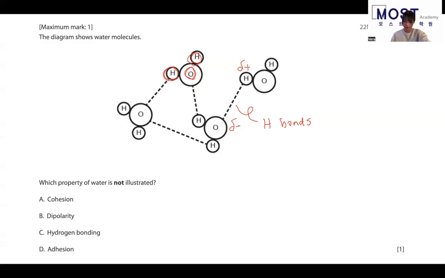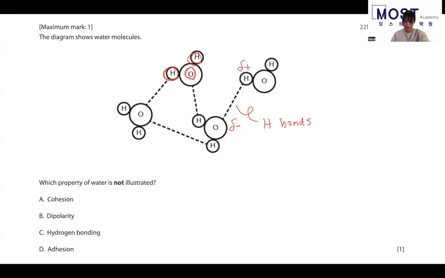And option B, dipolarity. Water is a polar molecule. We know that, right? Because oxygen attracts the shared electron pair more into itself than the hydrogen nucleus does. So oxygen is slightly negative and hydrogen is slightly positive. And that polarity allows hydrogen bonding to occur, right, between water molecules. So dipolarity is also illustrated indirectly in the diagram.